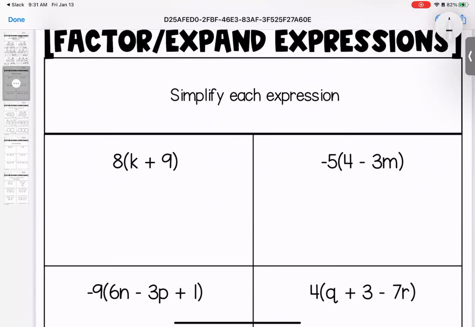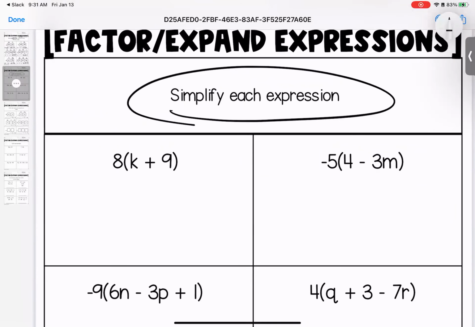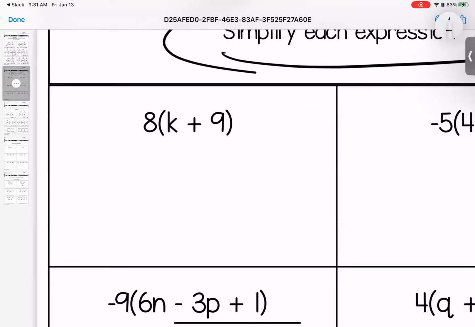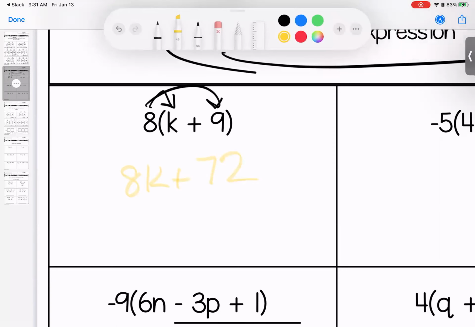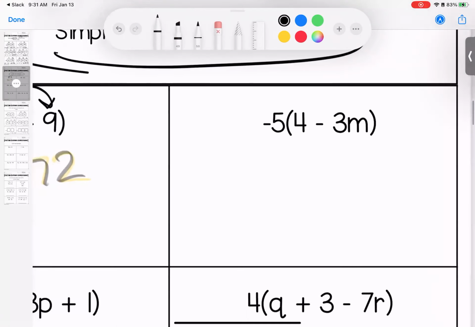All right, Nuggets, on to page number 2, where we are simplifying each expression. This is just like what you did on the last page. The only difference is that I took away your boxes. So feel free to draw your boxes if you found that strategy to be helpful. But what we're doing is we are distributing. So 8 times K is 8K. 8 times 9 is 72. Not sure why it just changed it to yellow, but it did. So we have 8K plus 72.